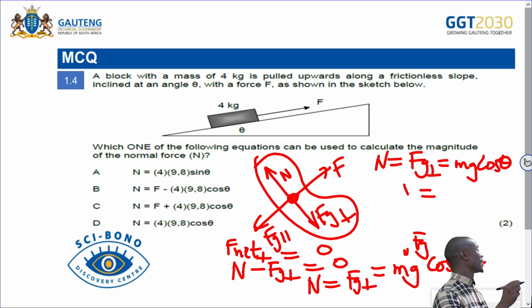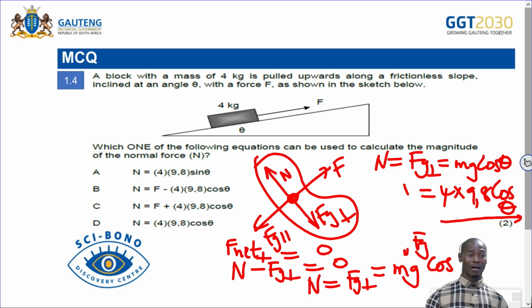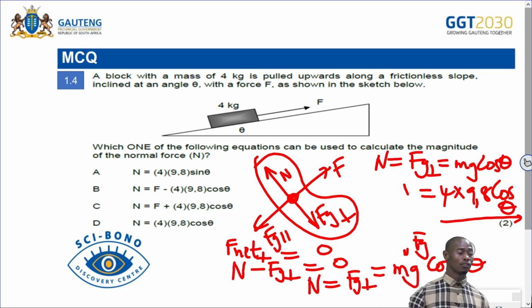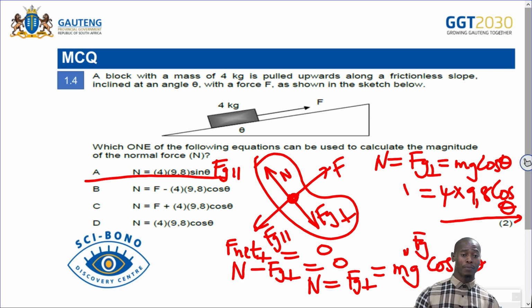So what is our m? In this case, we're given m as 4, and then this is going to be 9.8, and then cos, are we given the angle? No. So cos theta. So this is what we want. So let's check which option is that, where I'm having 4 times 9.8 cos theta. What is wrong with option A? It is 4 times 9.8 sin theta. So for A, it is the magnitude of Fg parallel, not Fg perpendicular, which is equal to the normal force.